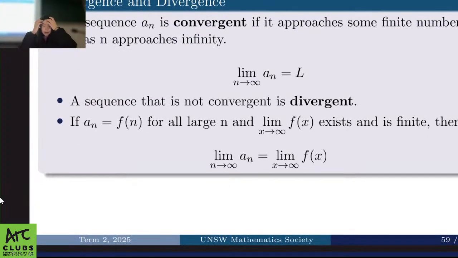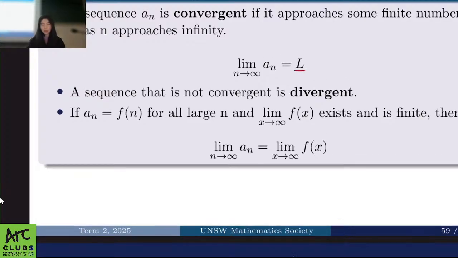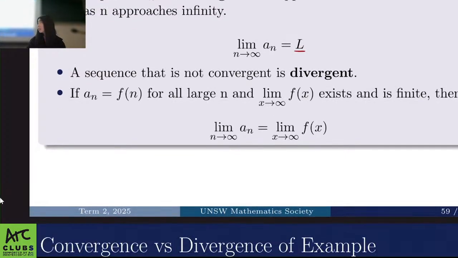Right, so why are we interested in sequences? In this course, we mainly want to discuss its convergence and divergence. So we call a sequence convergent if it approaches some finite number L as n approaches infinity. We notate it using limit as n approaches infinity, a_n is equal to some number L. So then we say that a_n converges to L. And a sequence that's not convergent is going to be divergent.